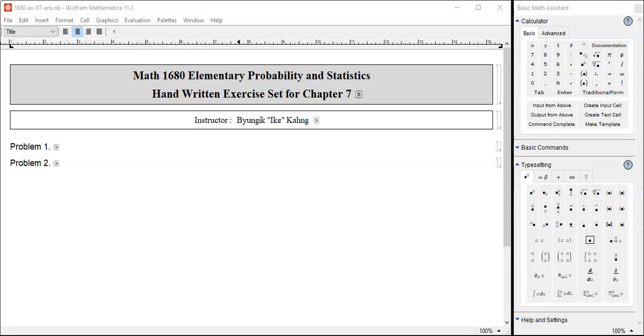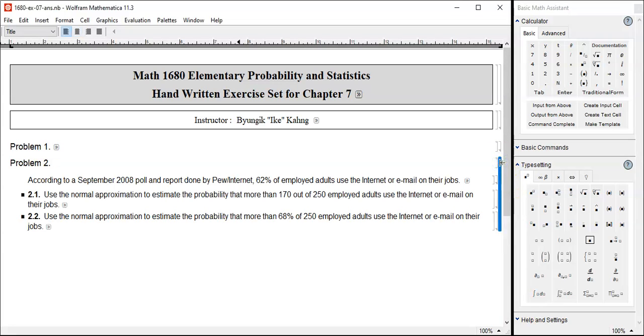Hello students, welcome back. Let's discuss some advanced aspects of problem 2. A fair warning, this is not for everybody.